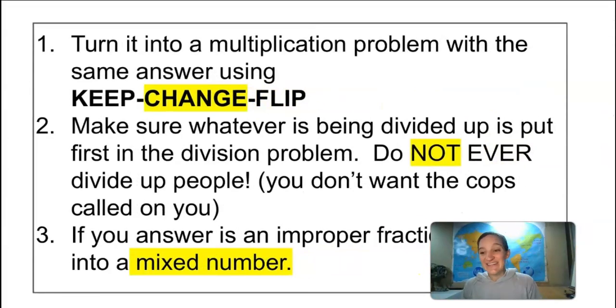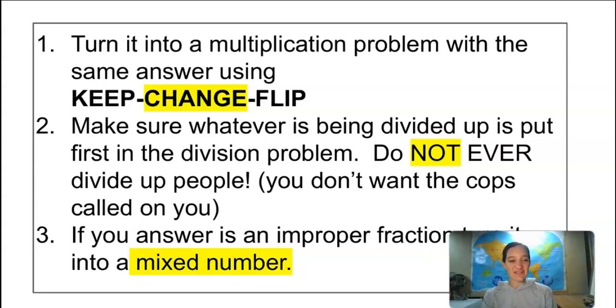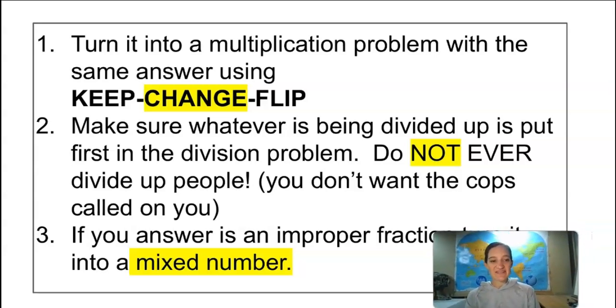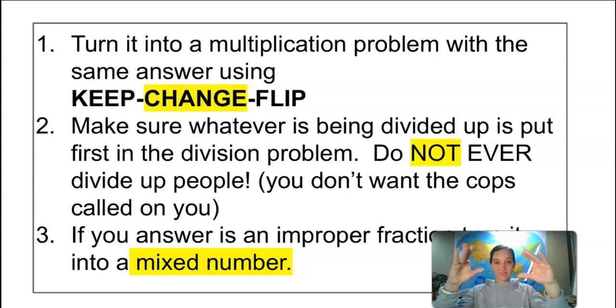Okay, finally, here are your takeaways. So make sure you write these down. Turn any fraction division problem into a multiplication problem by using keep, change, flip. Make sure whatever is being divided up is put first. So don't ever put people first because we never really divide up people. And the last thing is, we didn't see an example like this, but you might in your homework. If your answer ends up being improper with the bigger number on top, we need to make sure that we turn it into a mixed number.